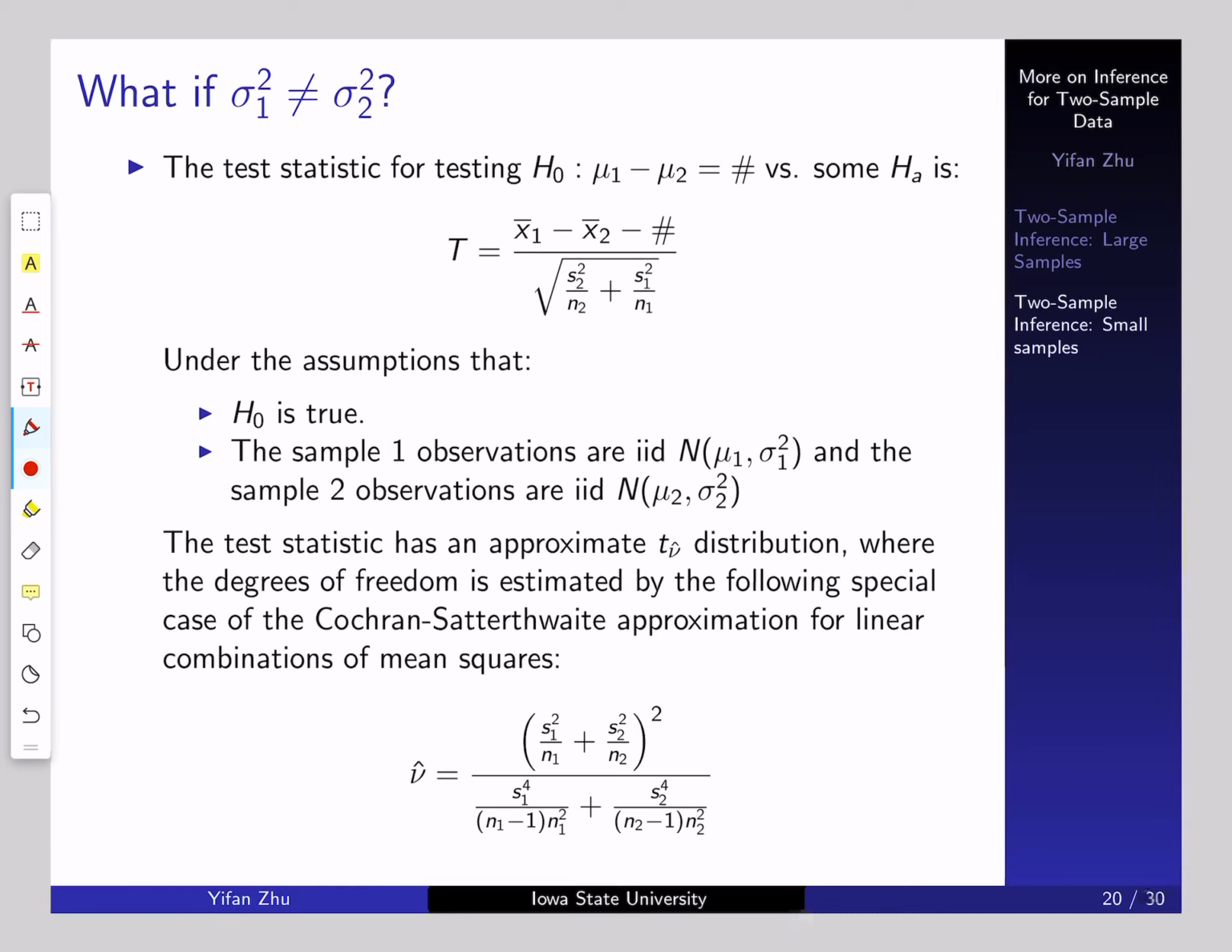Okay, so that is when we have an assumption that these two populations have equal variances. And that is the most common assumption when you do the two-sample t-test. But sometimes you also want to do a test for a small sample when that assumption cannot hold.